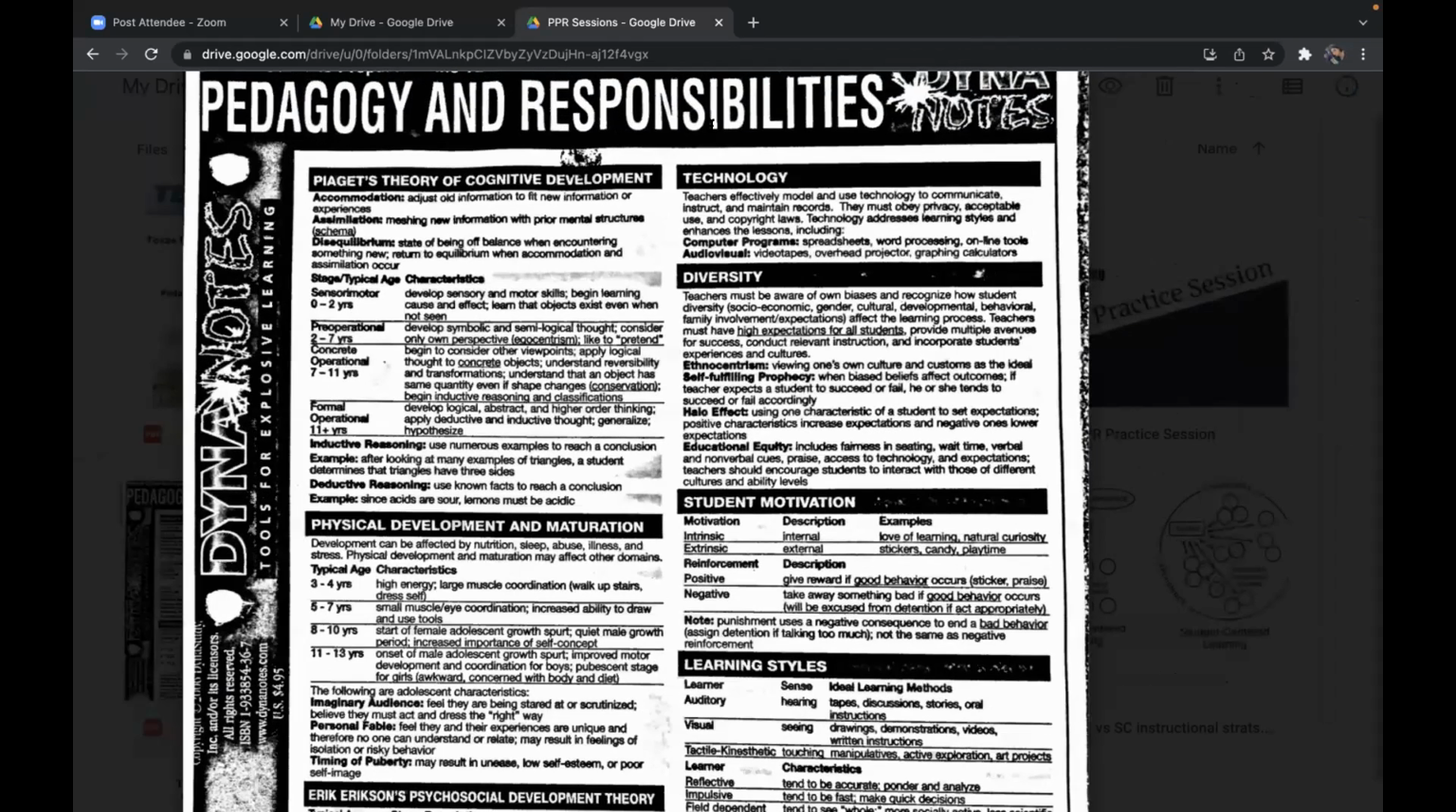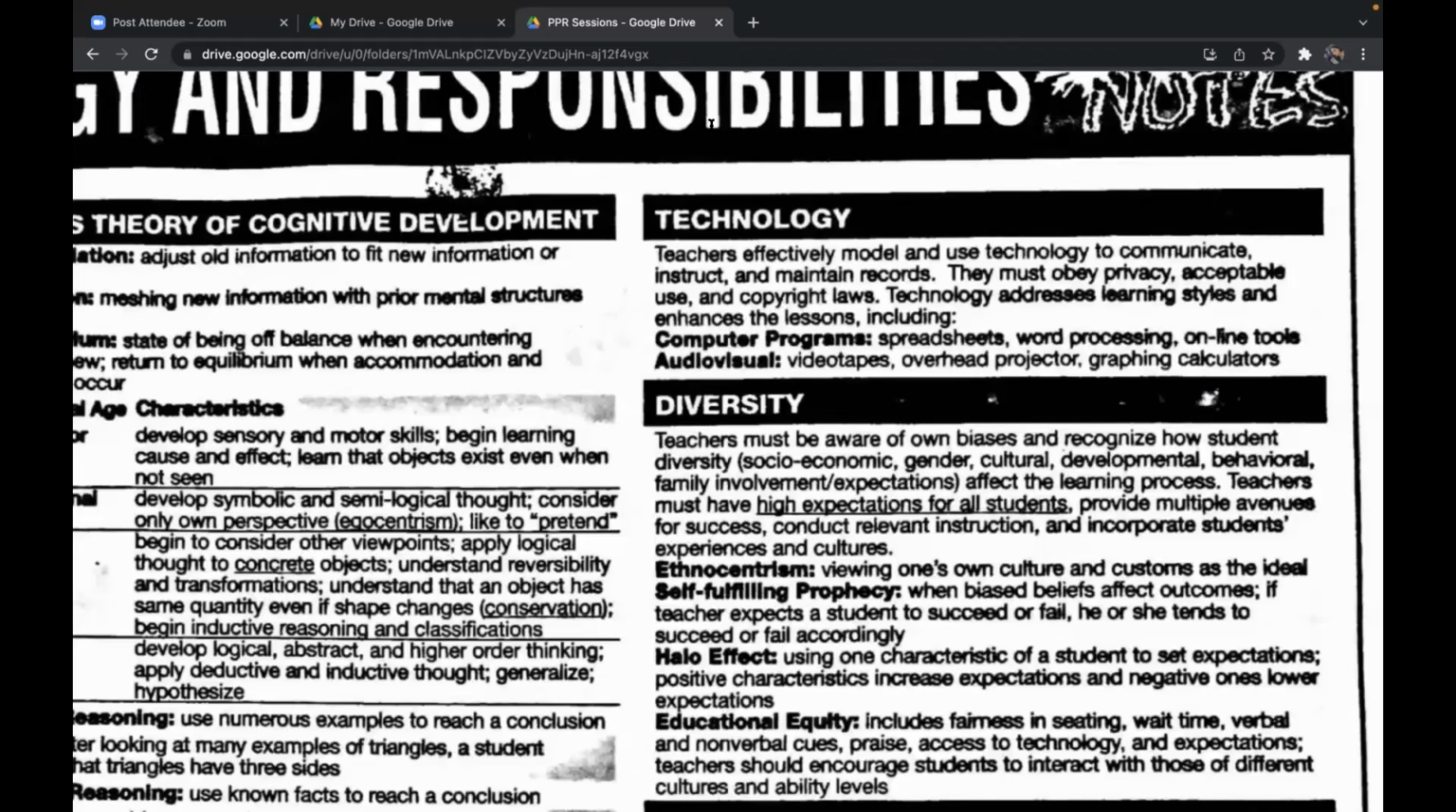Technology teachers effectively model and use technology to communicate, instruct, and maintain records. They must obey privacy, acceptable use, and copyright laws. Technology addresses learning styles and enhances lessons. So it does address learning styles by being able to bring in audio, visual, right? Computer programs, we have spreadsheets, word processing, online tools, audio, visual, videotapes.